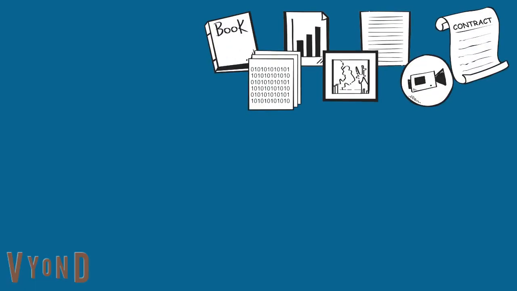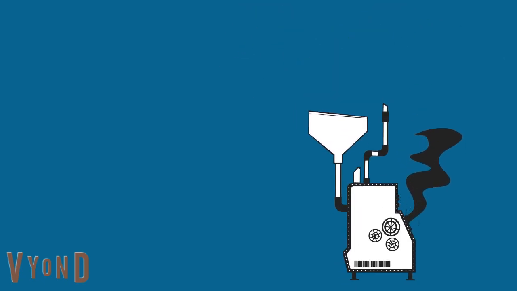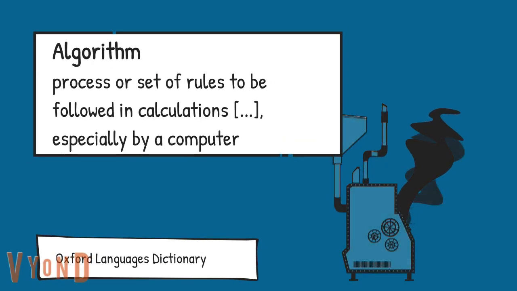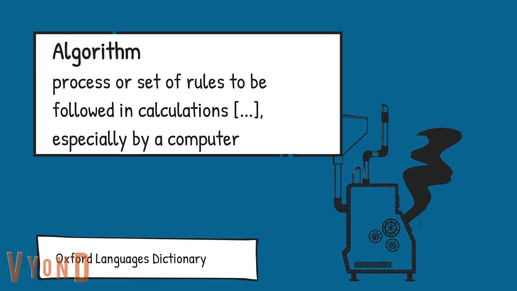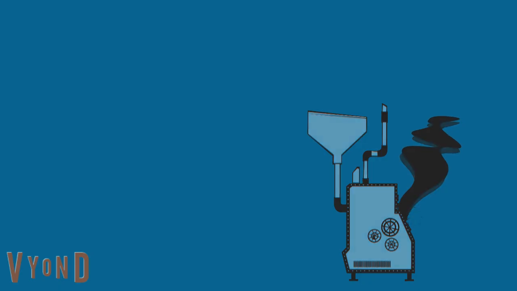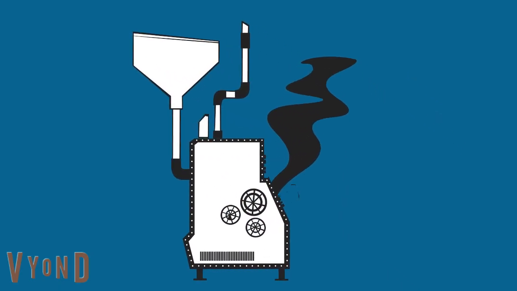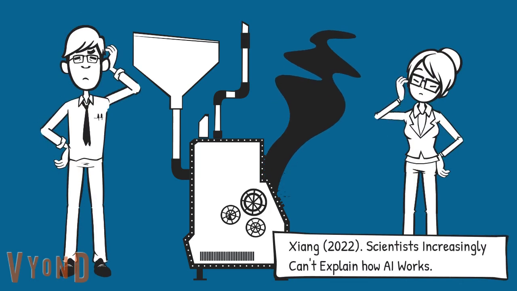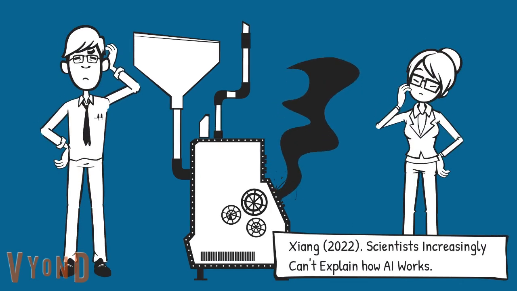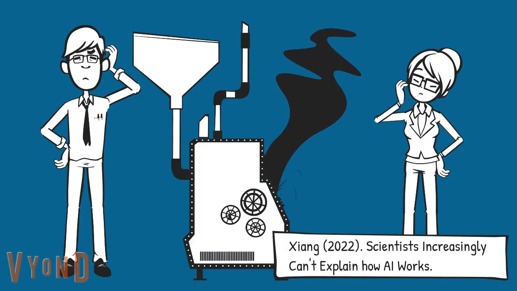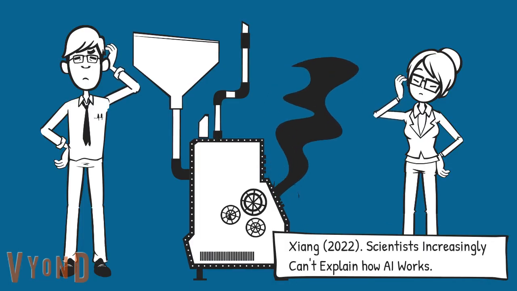AI uses something called machine learning to process massive amounts of information called training data. It filters that data through mathematical algorithms to find patterns. An algorithm is a process or set of rules to be followed in calculations, especially by a computer. These algorithms are closely guarded as proprietary business information, which prevents external analysis. In fact, the training data and the algorithms are so complex that the makers of AI tools know that the systems work, but even they don't know how they work.